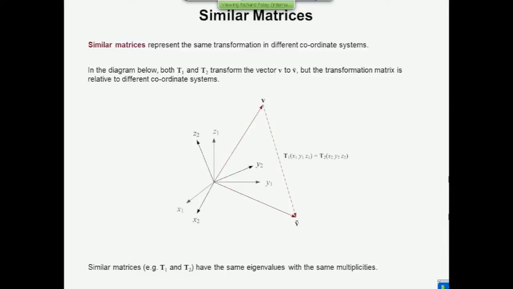And the transformation matrix, which moves from V to V tilde, that would be different too, because its coordinate frame had changed. It's doing exactly the same thing, but it's doing it in a different coordinate frame. Matrices T1 and T2 are called similar matrices. They perform exactly the same transformation, but they perform it in a different coordinate frame. They're related by a transformation called a similarity transformation.